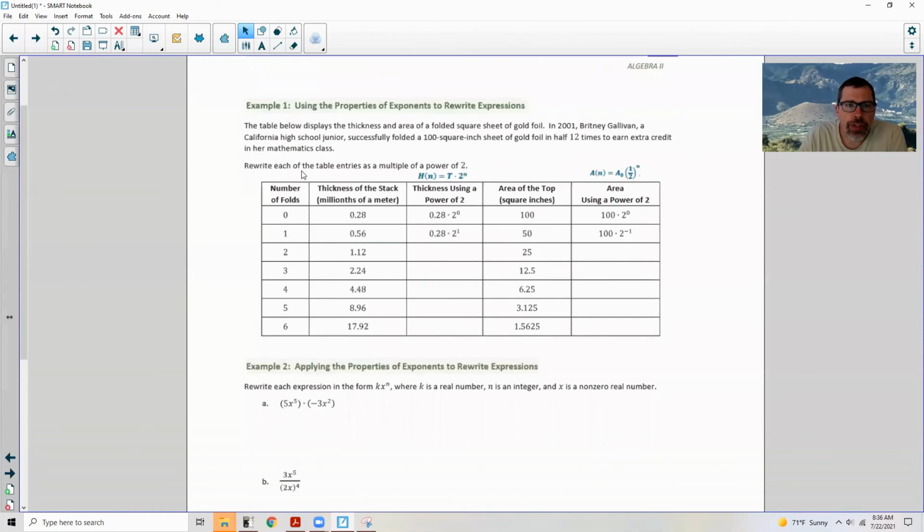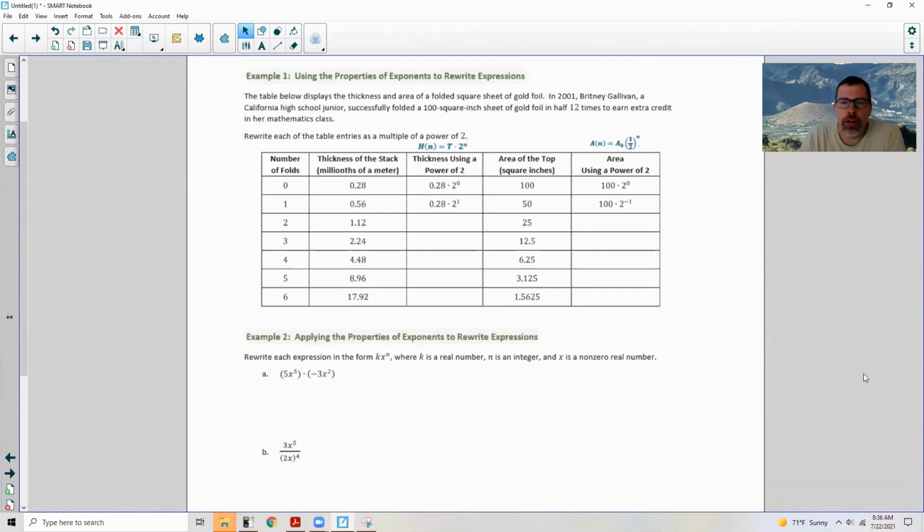Okay, page 3 brings us to example 1, using the properties of exponents to rewrite expressions. So the table below displays the thickness and area of a folded square sheet of gold foil.